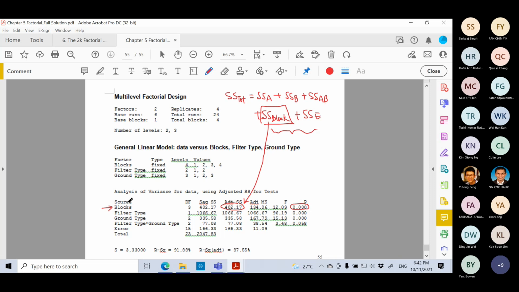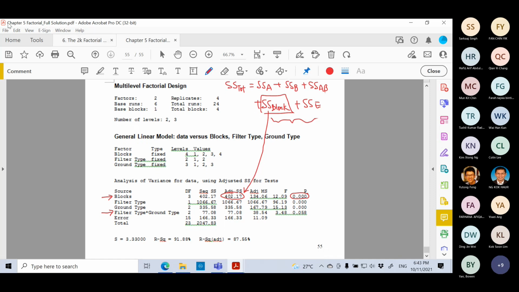But if you check this example here, the two-factor interactions are nearly not significant. If you test at alpha of 5%, then it's not significant. If you test at 10%, then it's significant. Okay, so it depends on what significance level you select. So this is the last slide for chapter number 5, which is factorial analysis.